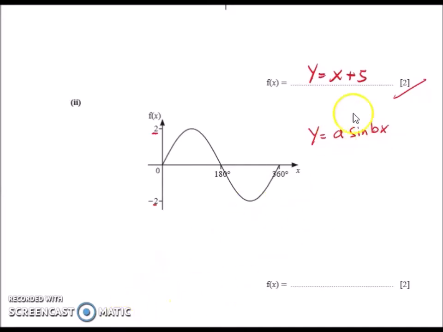So the a stands for the amplitude. This is 2, so we already have this 2 over here. Sine. Okay, this is the b. B is the number of oscillations. So the b is actually 1, so we just put there x. So this is your answer for this.